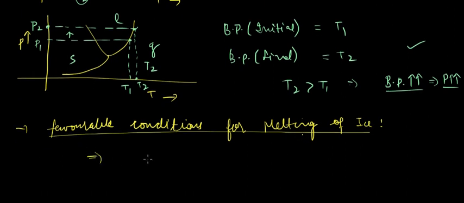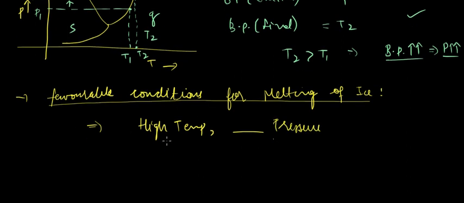We know that melting of ice is an endothermic process. First let us write high temperature, then we'll comment on the high or low pressure. We are damn sure that it definitely needs high temperature. Why? As it is an endothermic process.